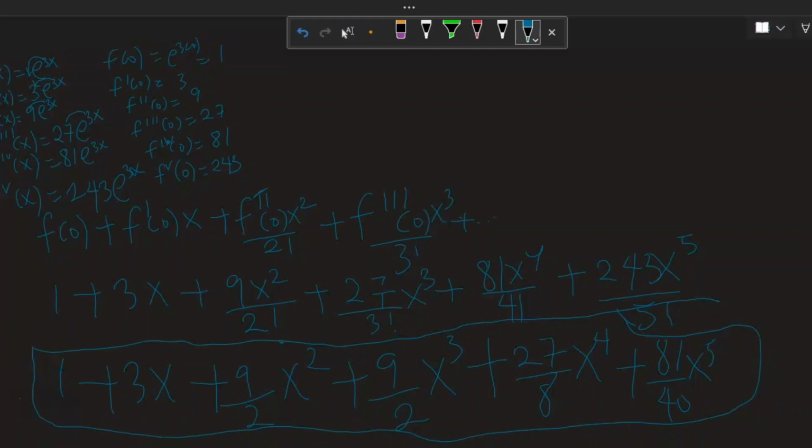So it's quite basic. Just follow the steps, and series deals with just differentiation basically. So I hope you understand.